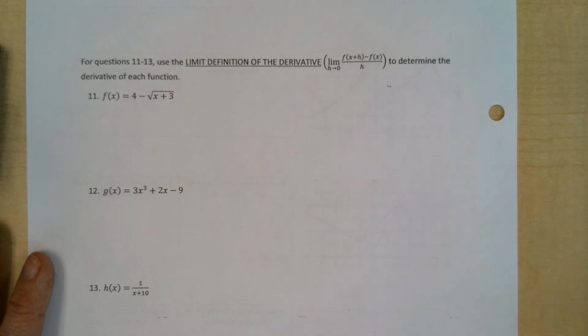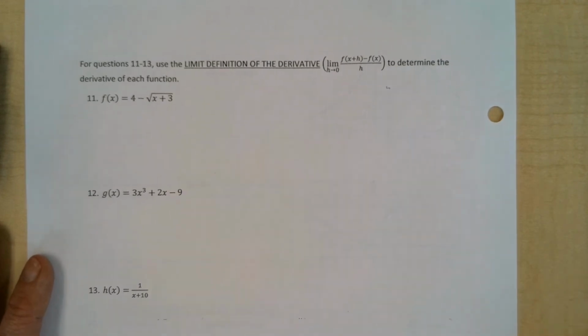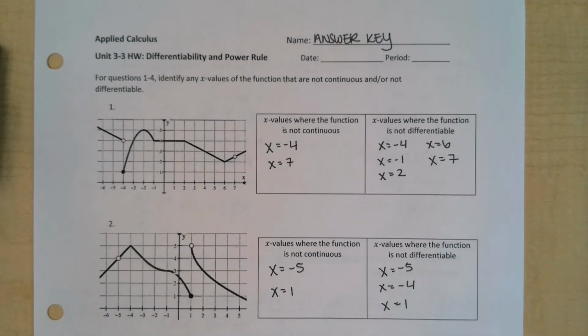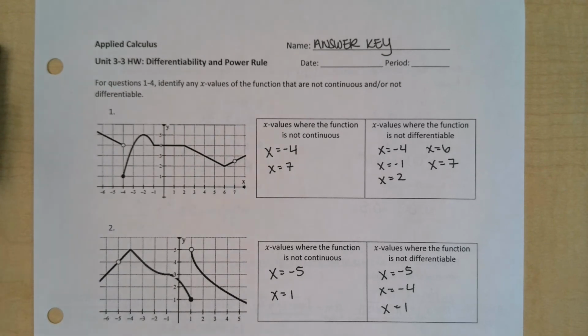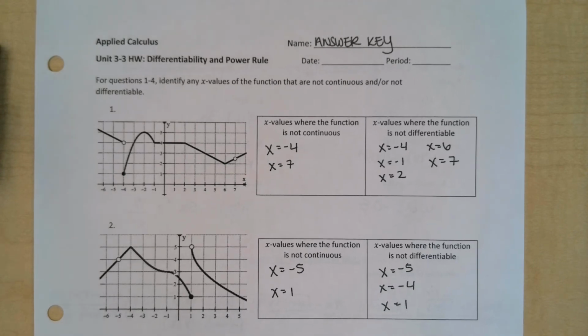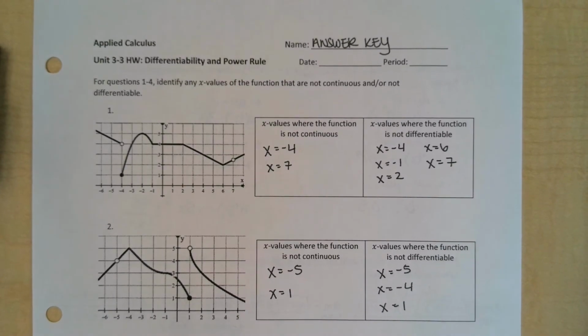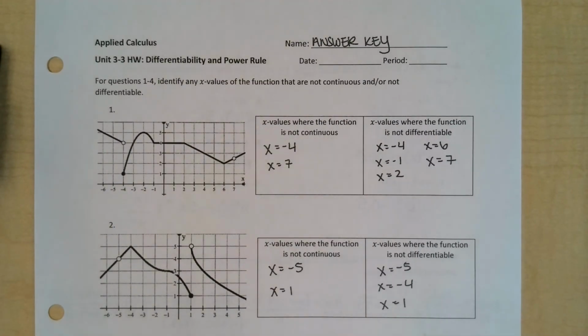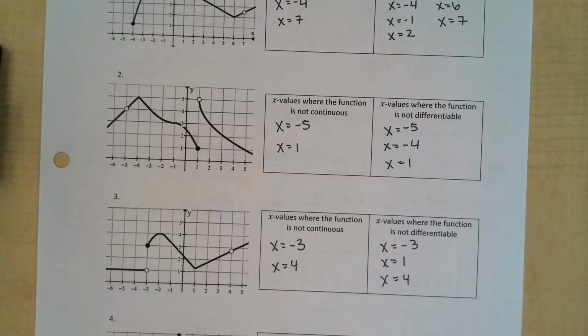So talk to your group mates, compare answers, on your mark, get set, go. All right, this is what we got for number 1. Come back and check your work with mine, please. Are we good? Give me a thumbs up. Okay, number 2. Are we good?